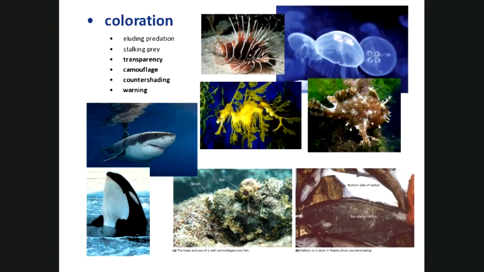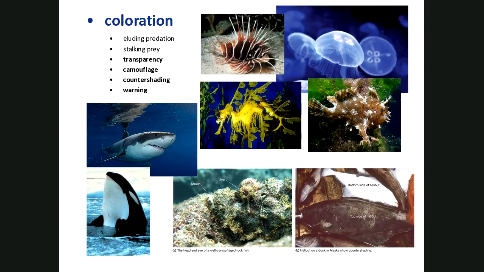All right, good. Coloration. Living in the ocean is a hairy place. There's lots of things that want to eat you, lots of things you want to eat. You want to hide from things that want to eat you. You want to hide from things you want to eat. So you want to either get away from being preyed upon, or you want to find your prey.